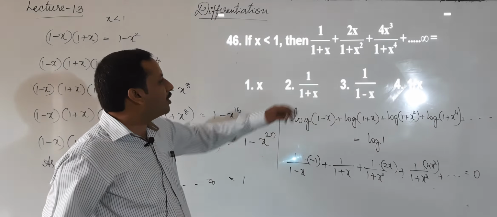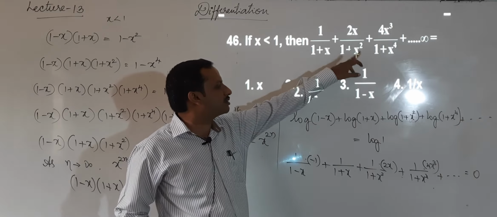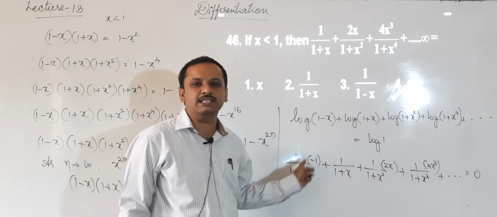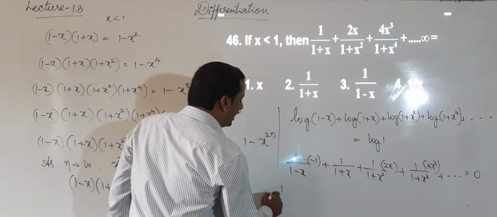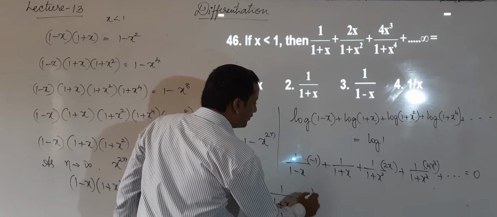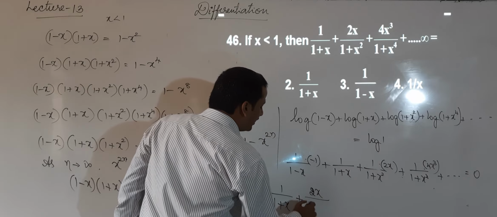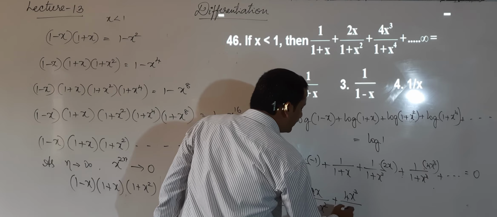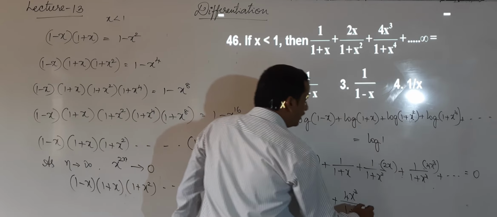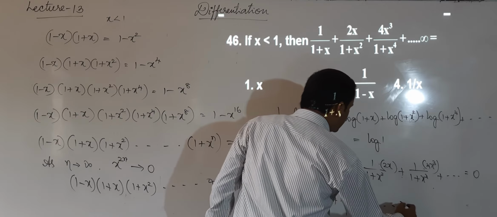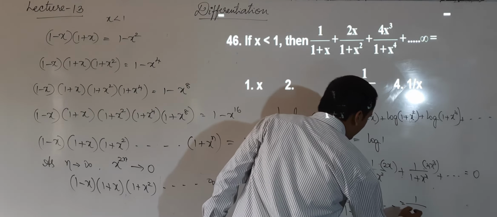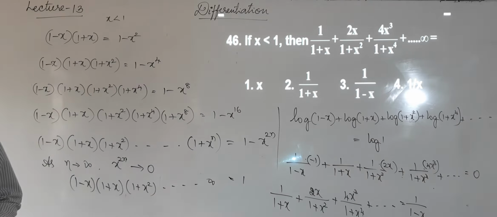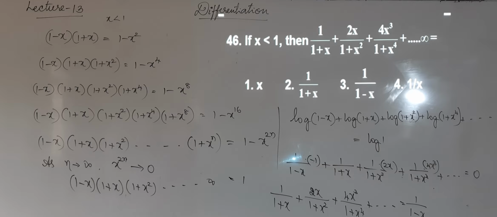Now see what you want. We want 1 by 1 plus x plus 2x by 1 plus x square plus 4x cube by 1 plus x power 4, etc. That is what we want. This is what we don't want. So you take this to RHS. Okay. So we will have 1 by 1 plus x plus 2x by 1 plus x square plus 4x cube by 1 plus x power 4 and so on up to infinity is equal to, taking this to RHS, we get 1 by 1 minus x, which is the third option.